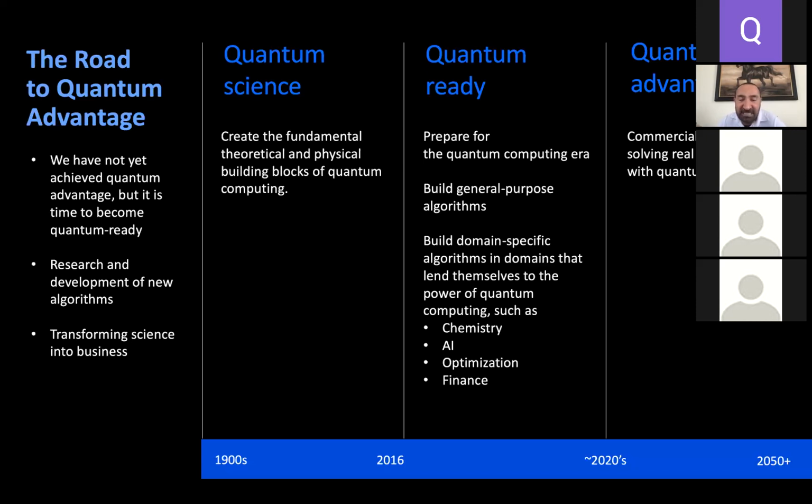So it's time to build the general purpose algorithms, but also the domain specific algorithms in all those domains that, as I mentioned before, lend themselves to the power of quantum computing because of the exponential complexity of the problems that they exhibit. Chemistry is definitely an example that I explained before, and optimization is another example that I also showed before with the 10 people sitting around the table as a very trivial example.